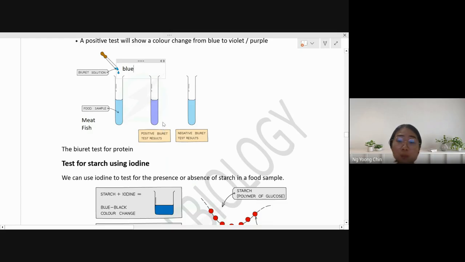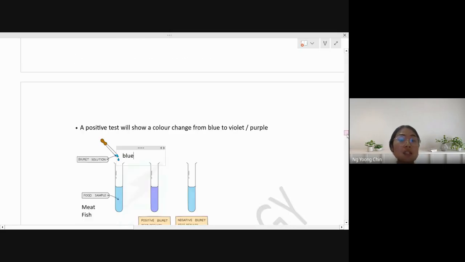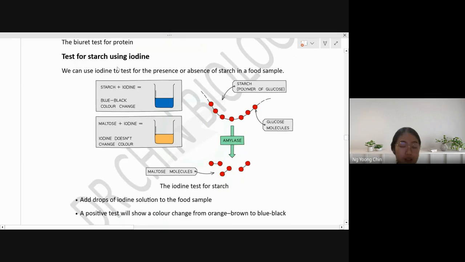If they do not change to purple color, it means that there's no protein inside. So this is called the Biuret test. And then about the starch, we call it the iodine test for starch. What kind of food contains starch? You can give an example, which is rice, potato. Those are very rich in starch.